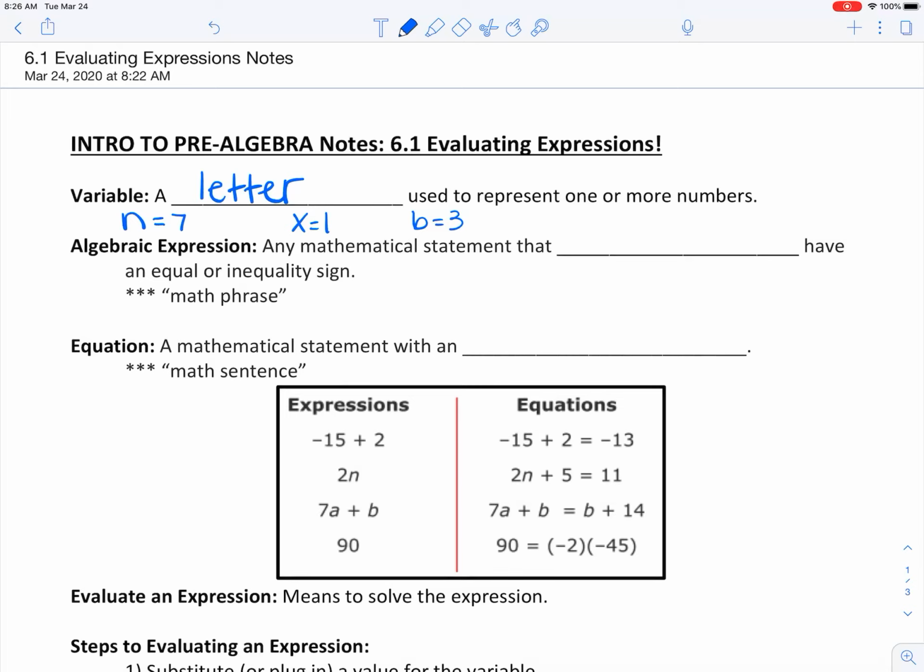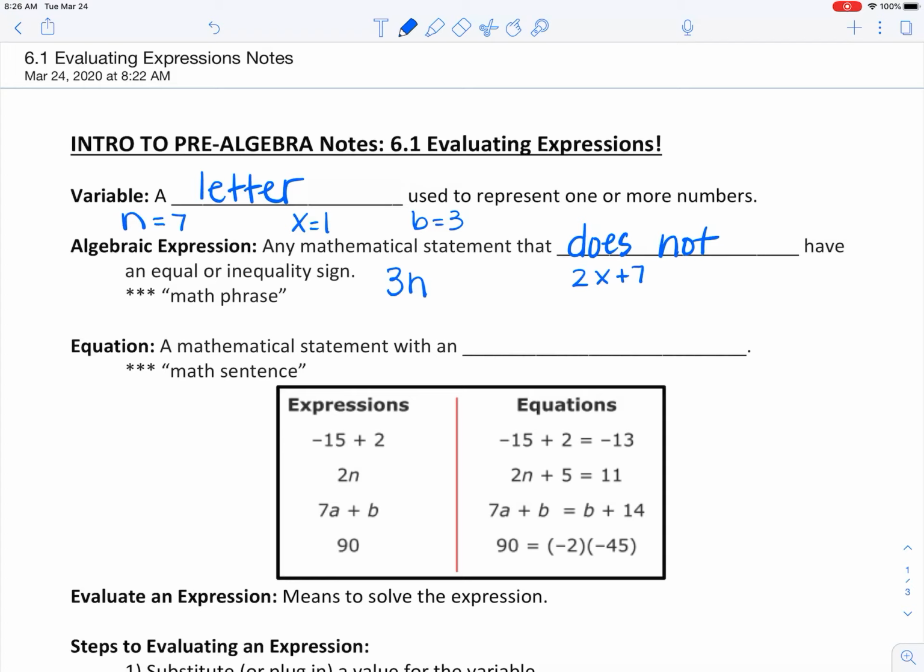An algebraic expression is our next vocabulary word. This is any mathematical sentence that does not have an equal or inequality sign. It really means a math phrase. So maybe I say 3n. That could be an algebraic expression. Another one could be like 2x plus 7. That is another algebraic expression. So really it's just a math phrase. It's not a sentence, it's a phrase.